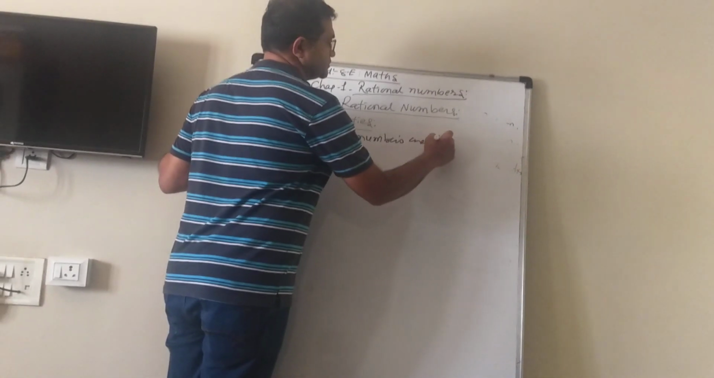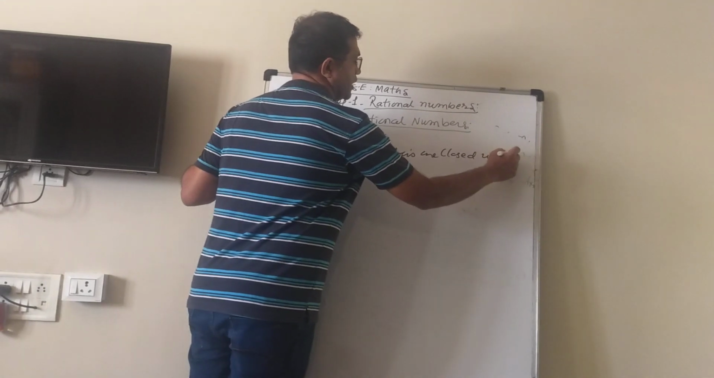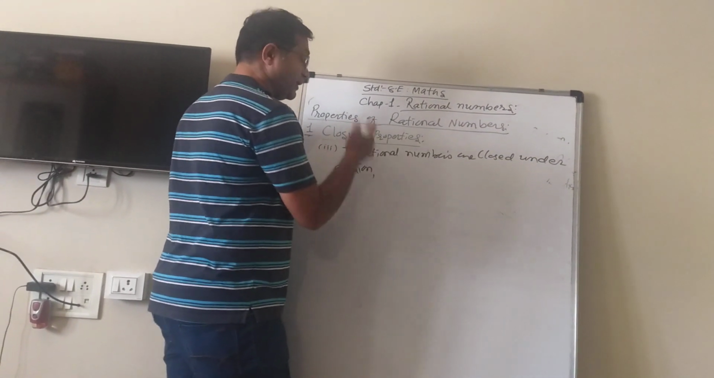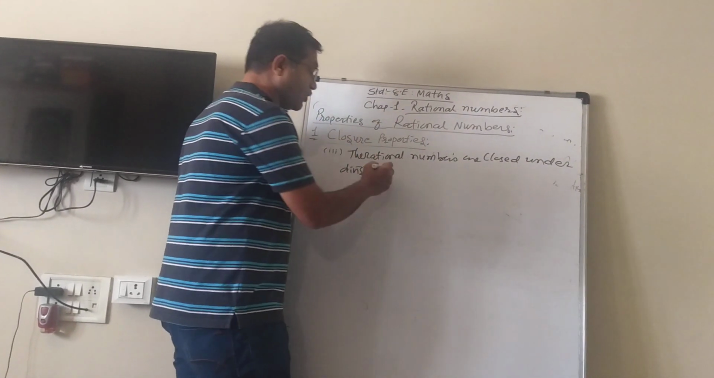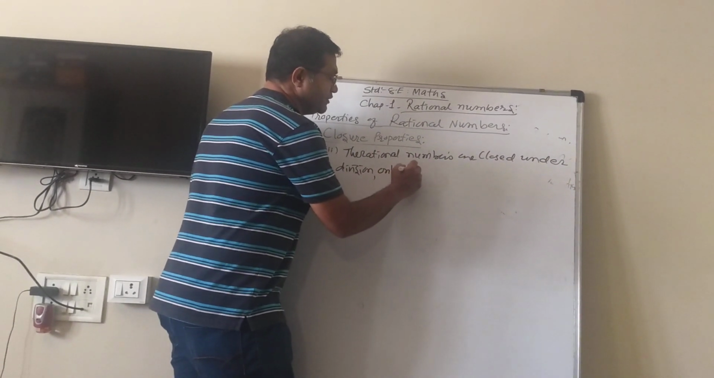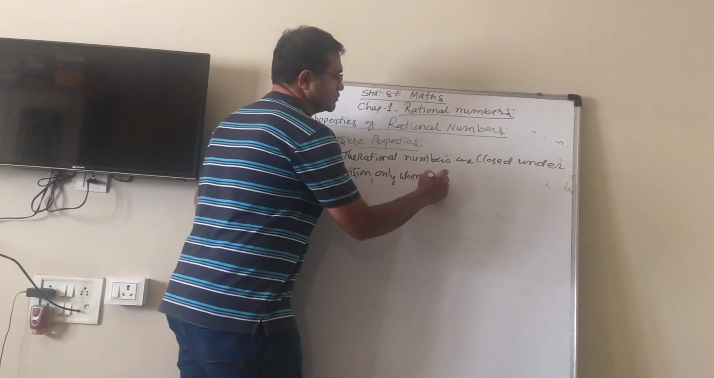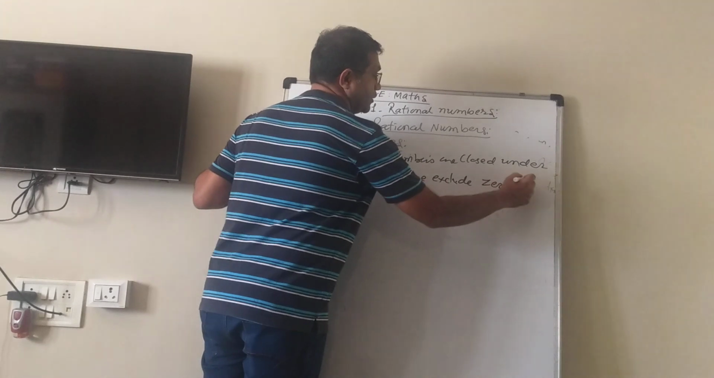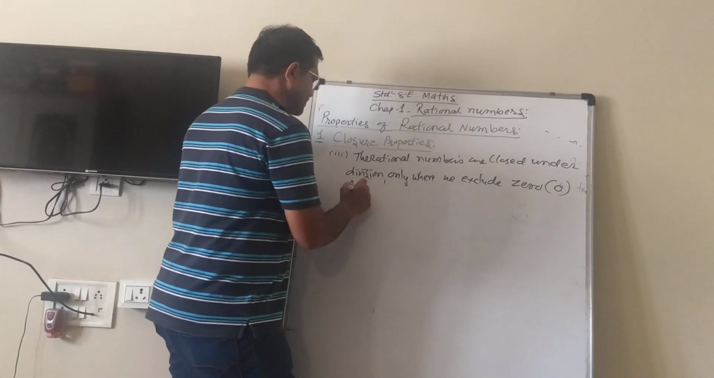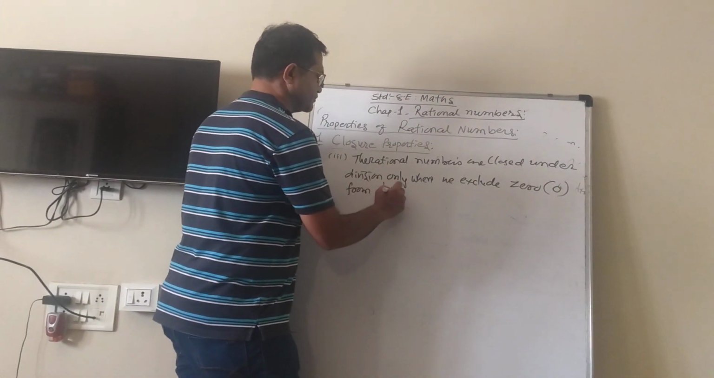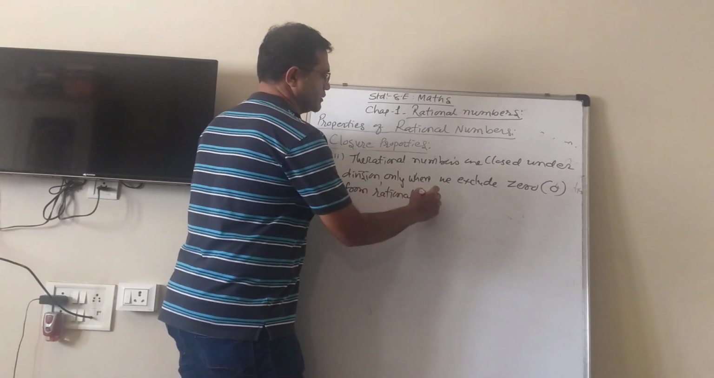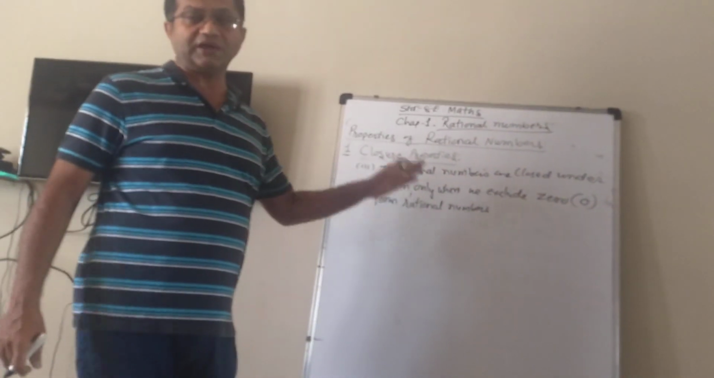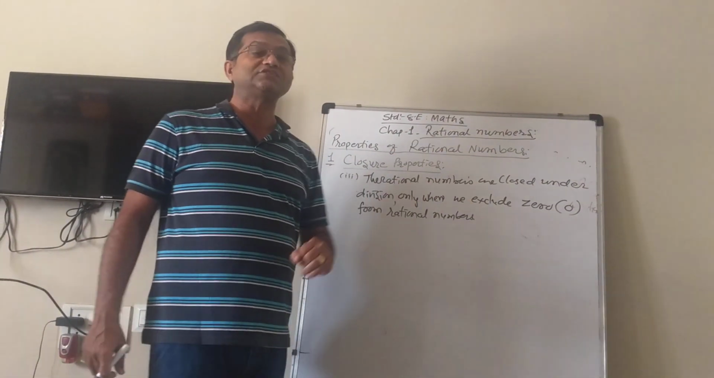So we can write down that the rational numbers are closed under division, but with the special condition that only when we exclude 0 from rational numbers. Because as I told you previously also, division by 0 is not possible.